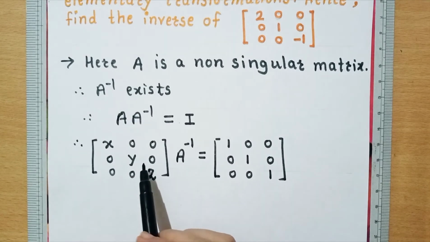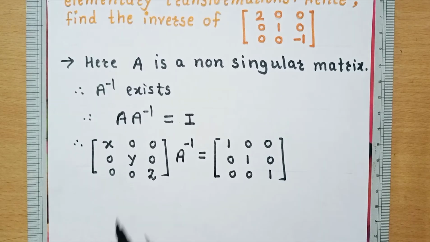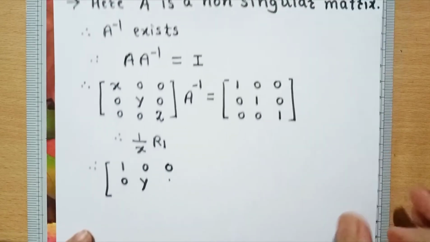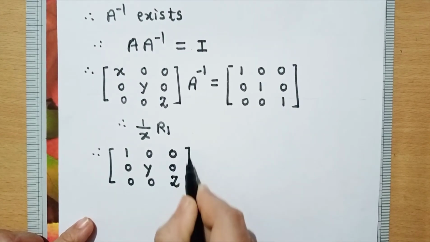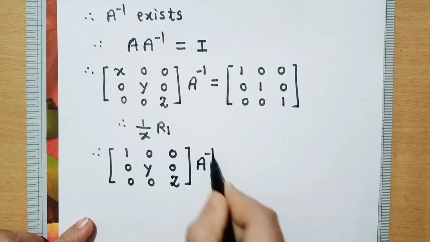Now we have to convert this A matrix into identity matrix. So we will make these diagonal elements as 1, 1, 1, and therefore multiplying first row by 1 upon x, we have 1 upon x into x is 1, 0, 0, second row as it is, and here third row also as it is, A inverse.